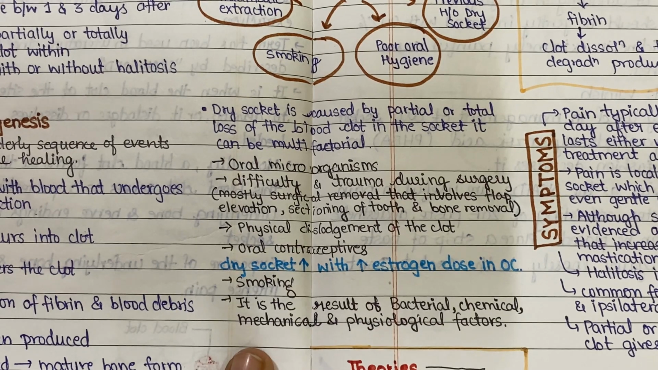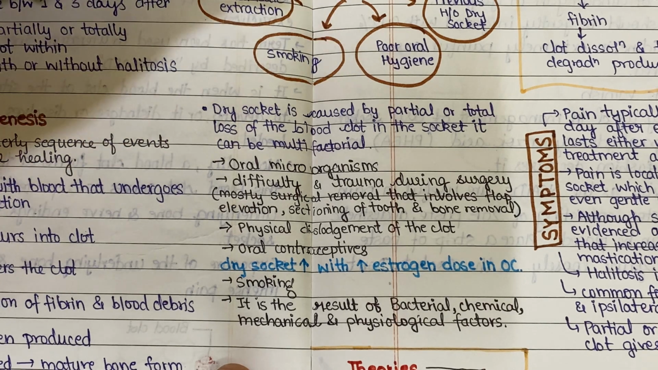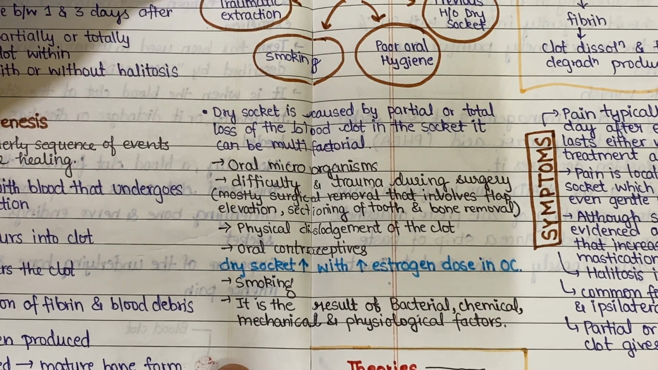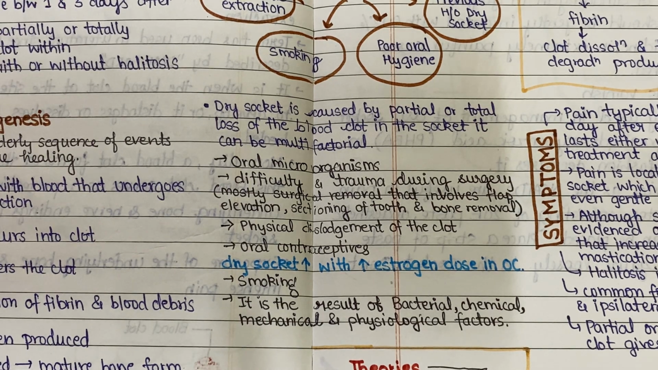So this is nothing but, if you're extracting the tooth and some of the bone fragments or the roots remain in that wound, it can lead to dry socket. Then excessive irrigation or curettage of the alveolus after extraction. So basically, you have extracted the tooth and you're irrigating it excessively, or you're curettaging it.